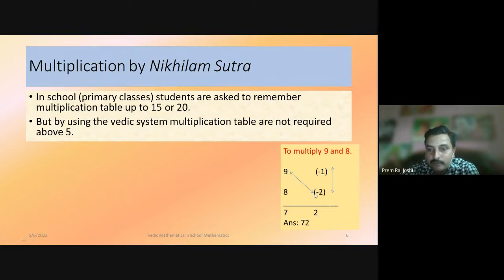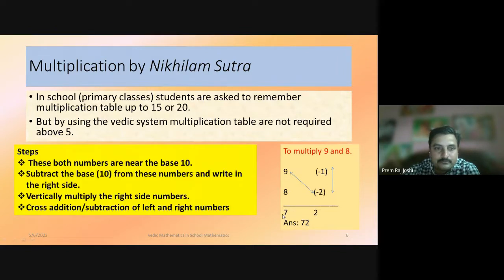And we do cross addition or cross subtraction, whatever you call it, in both ways. Either we can do 9 minus 2, that will be 7, or we can do 8 minus 1, that will also be 7, and we get the answer, that is 72. I have given these steps on how to perform this, as I told you before. Similarly, this kind of multiplication can be done with other numbers.